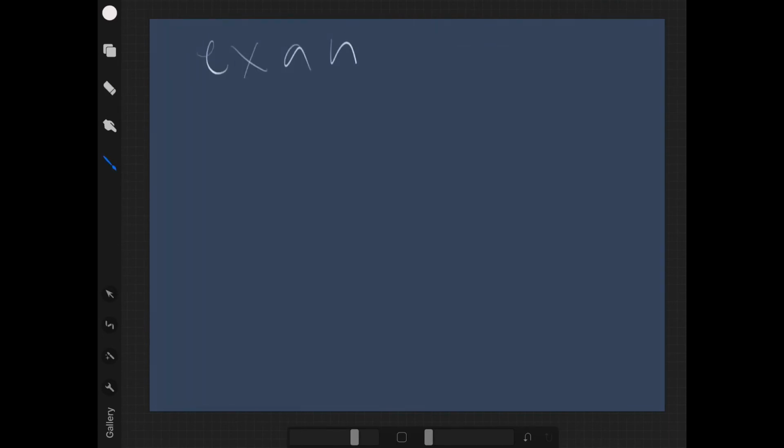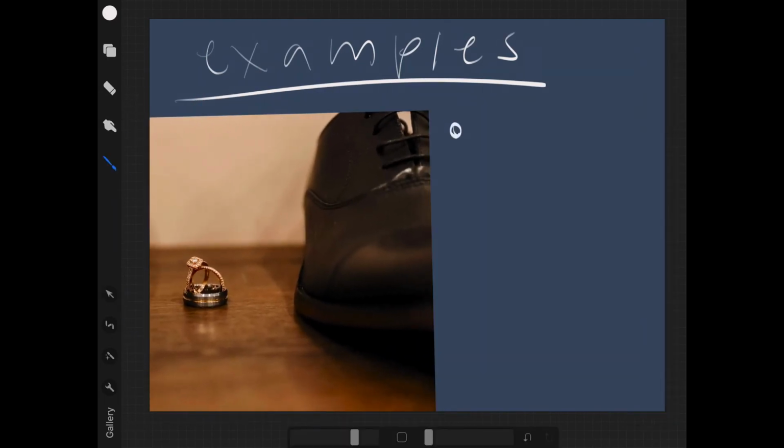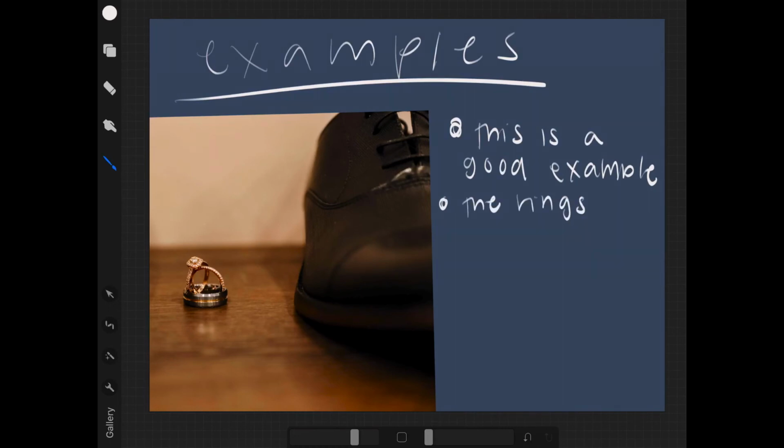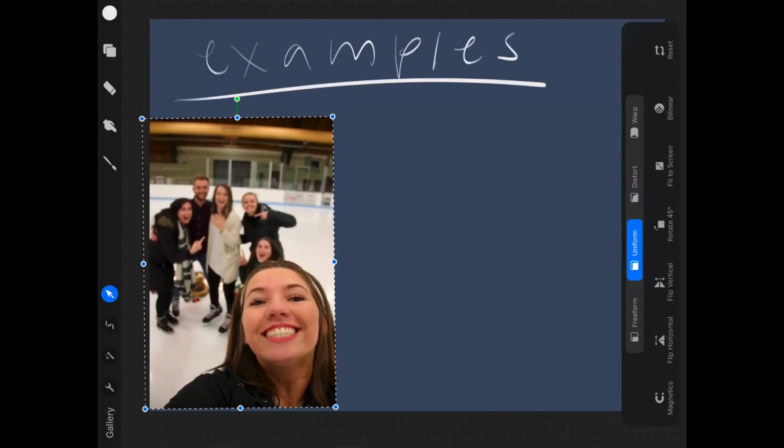Now that we've gone over the facts, we're going to look at some examples. Here's the first photo we have from a wedding with the couple's rings. And this is a really good example and a good photo when we talk about aperture and what's in focus. As you can see, the rings here are clearly in focus and the shoes are a little bit out of focus or a little bit blurred. This really emphasizes the rings.